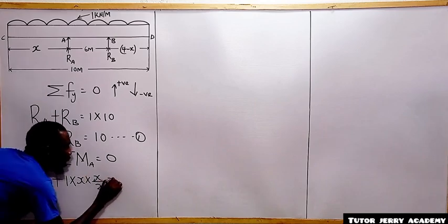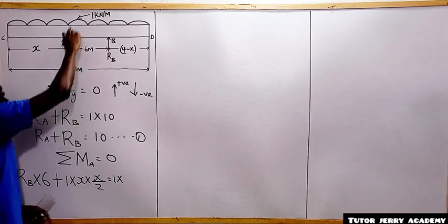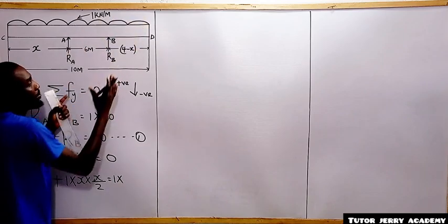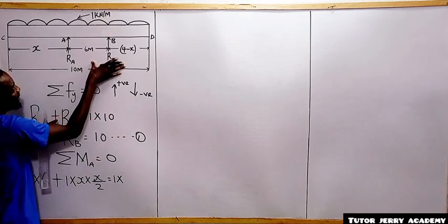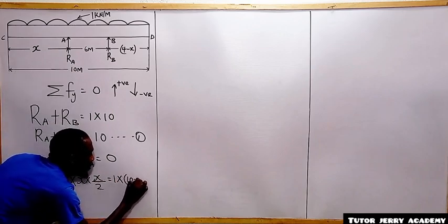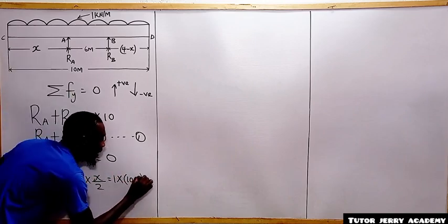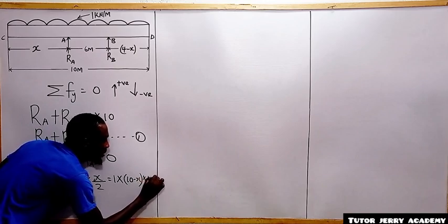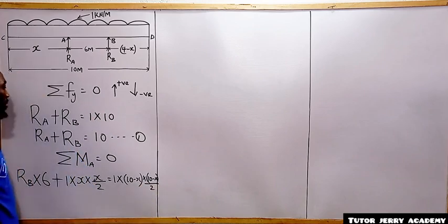All right, so don't forget we are having a uniform distributed load again. So this is going to be 1 multiplied by the total distance it covers, because we are going to convert this uniform distributed load to a point load. So for us to do that, we are going to multiply 1 by the total distance that it covers, which is 10 minus S. Then the distance that it covers is going to be multiplied by 10 minus S divided by what? Divided by 2.